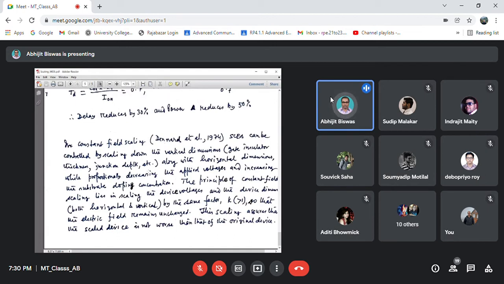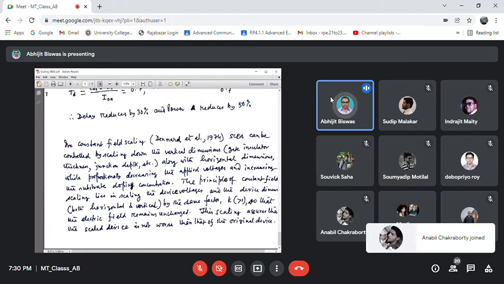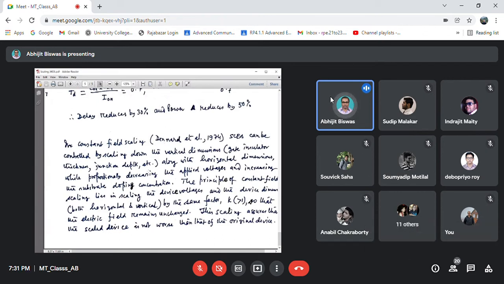So how do you maintain this constant field scaling? There is a rule that you need to scale down both the vertical as well as lateral dimensions by a factor k greater than 1. What are the vertical dimensions you are scaling? That is gate insulator thickness, junction depth, along with the horizontal dimensions, meaning channel length, and you can also decrease the supply voltage by the same factor. That means the VDD or VGS, and you must increase the substrate doping concentration by the same factor k.